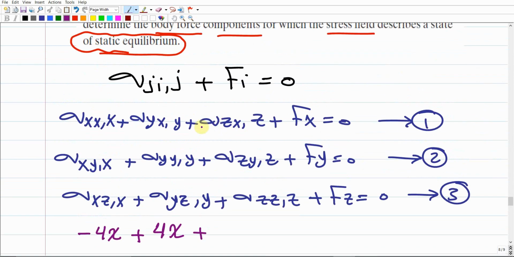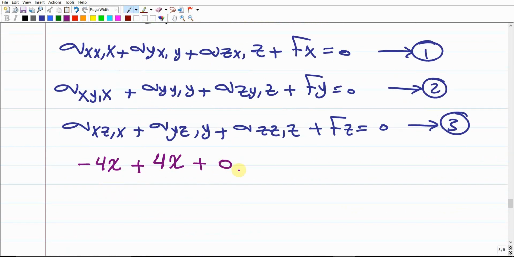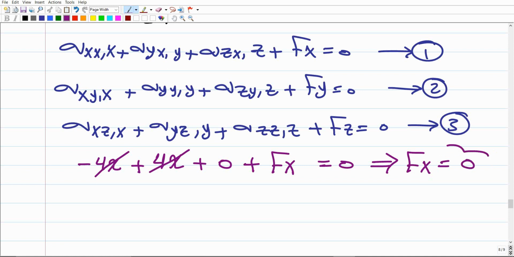Plus, how about sigma xz or zx comma z with respect to z? Sigma xz is already given here. With respect to z, there are no z's in these 3 terms of sigma xz, so its z derivative will be 0, plus fx equals 0. As you can see, this term will be cancelled with this one, so we're going to end up with fx definitely being 0. So this is the x component of the body force, it is 0 for this equation.